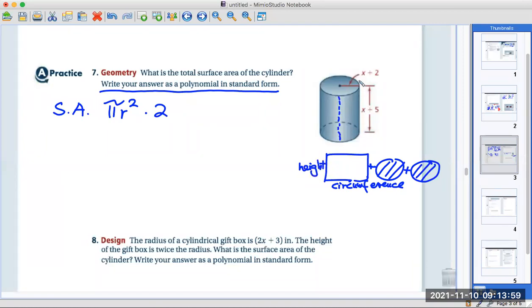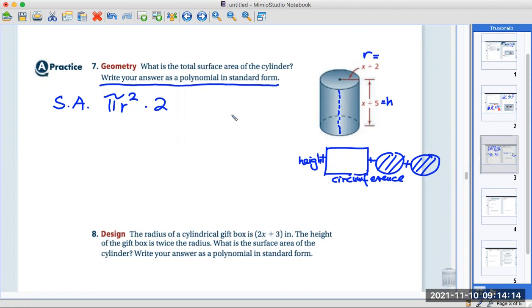And we have the height. The height is this, x plus 5. And this is our radius. And this is the height. Okay, I just realized I want to come back to this question at the end of my lesson because I need to show you one more thing before we can do this. And so we're coming back to this.